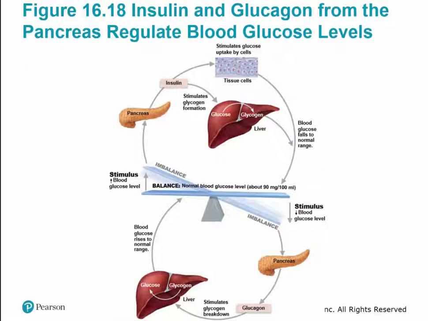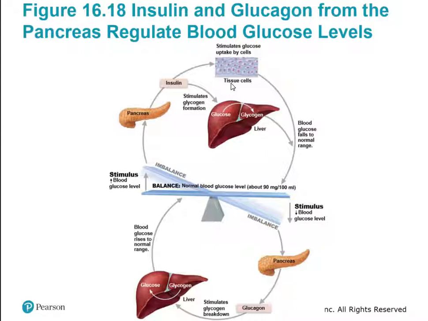This figure shows how both insulin and glucagon work to maintain blood glucose levels. If we have balance, we have our normal blood glucose level here. Say now we have an increase in our blood glucose level, so blood sugar is too high. That stimulates the pancreas to secrete insulin. Insulin can then stimulate production of glycogen so that any excess glucose can be stored in the liver as glycogen. We can also take that excess glucose out of the blood into the cells.